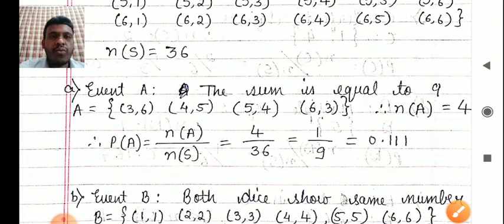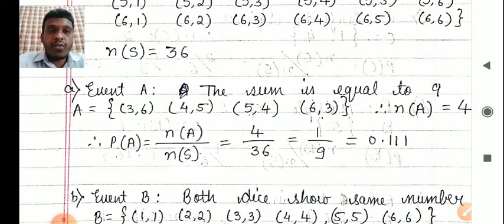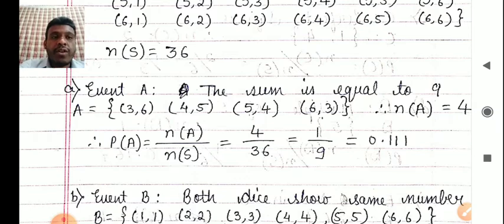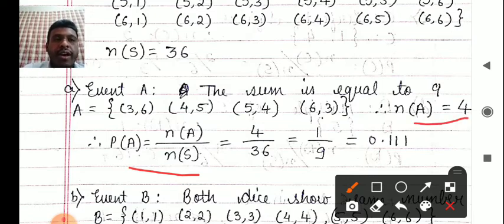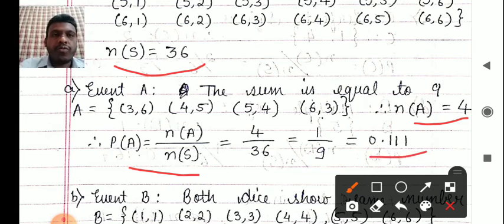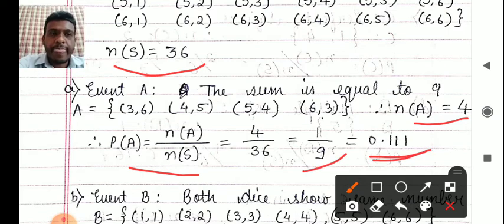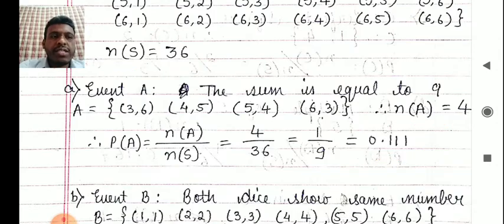So these are the 4 items. Now once you get n of A equal to 4, the remaining method is the same. P of A is equal to n of A upon n of S. Here, n of A is nothing but 4 and n of S is nothing but 36. So 4 upon 36, which is nothing but 0.111. You can either keep it as a fraction or keep it as a decimal, it is up to you. Okay, so the first one was quite easy. The second one we'll see now.